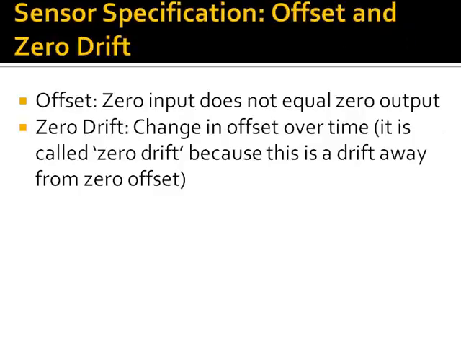Finally, the last property we're going to take a look at here is offset and zero drift. Offset is where a zero input does not equal a zero output, and zero drift is where the offset changes over time, and this is a drift away from the zero offset. I'll show you an example of what this means in terms of a sensor response curve.